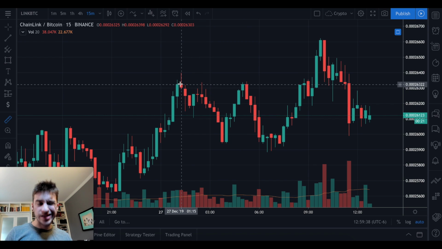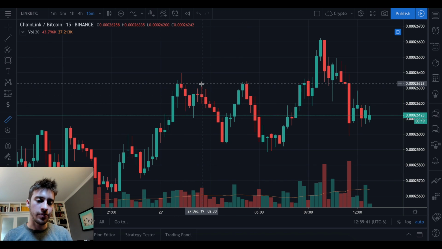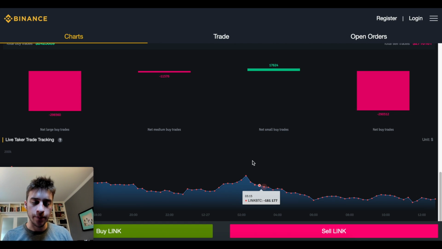So market buying did continue. Even at this top, people continued to market buy. Then they just completely stopped when price got here. Then people started market selling more than they market bought.